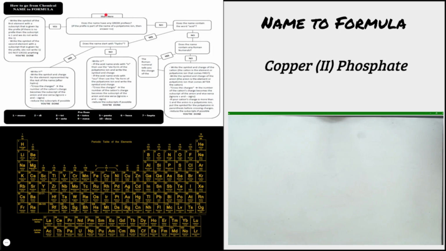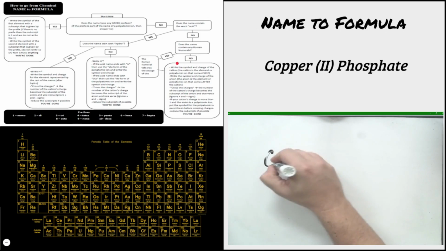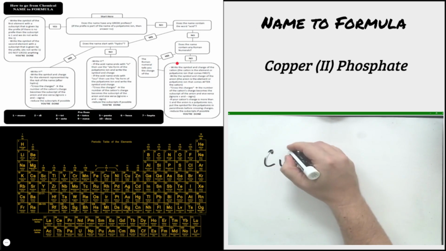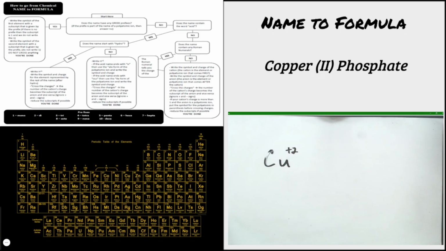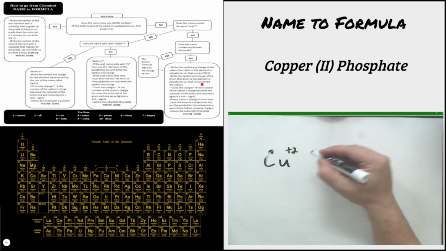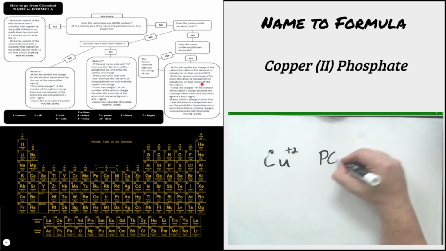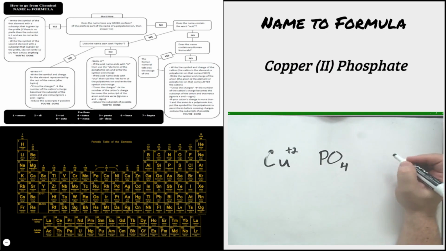For our next example, we're going to do copper phosphate. All right, so let's look back at our thing. Does the name contain any Greek prefixes? No. Does the name contain the word acid? No. Does the name contain Roman numerals? Yes. Roman numerals tell us the charge of the cation. So I write the symbol and charge of the cation. All right, copper is Cu. Its charge is plus 2 because that's what my Roman numeral tells me. I'm going to write the symbol and charge of the anion. We've already looked up phosphate in a previous problem, so that's PO4 minus 3.